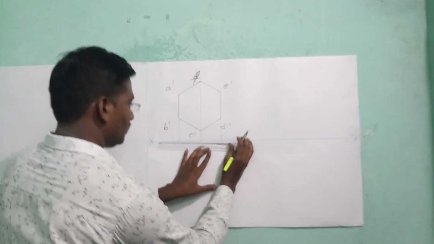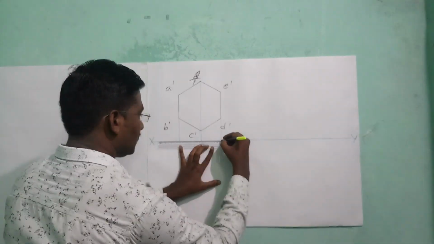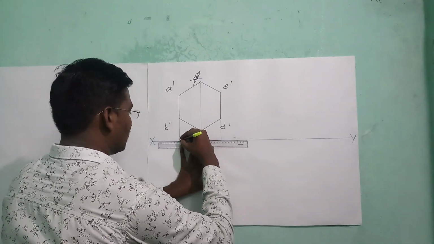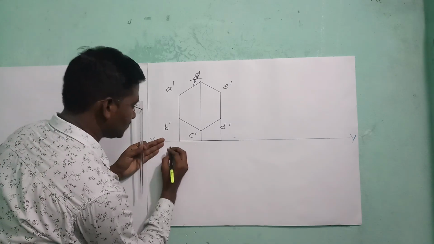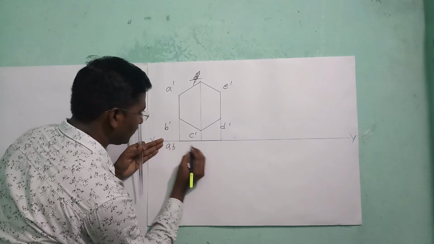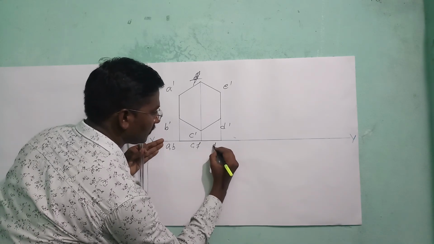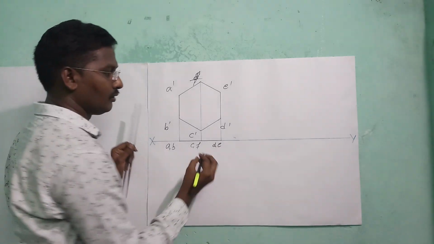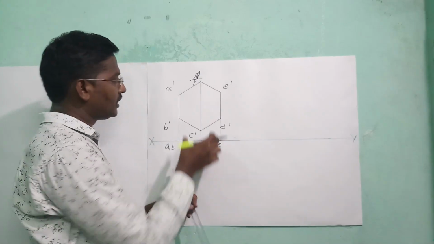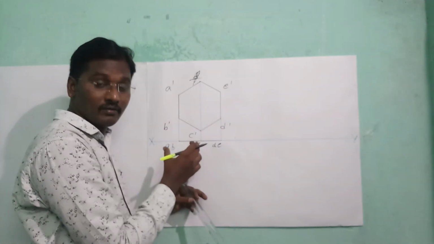Okay, now draw the straight line here. Now this is the point A comma B, C comma F, D comma E. Okay.